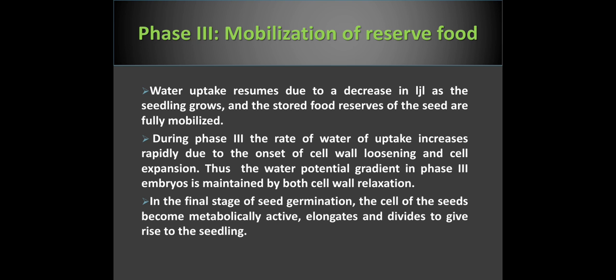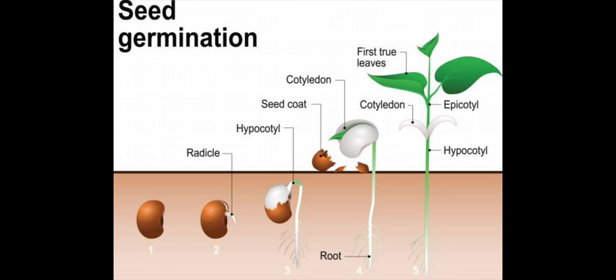In the final stage of seed germination, the cells of the seed become metabolically active, elongate and divide to give rise to the seedling. You can see the seed germination process here in the diagram: radicle, hypocotyl, seed coat, cotyledon, hypocotyl, epicotyl, cotyledon, first true leaves.